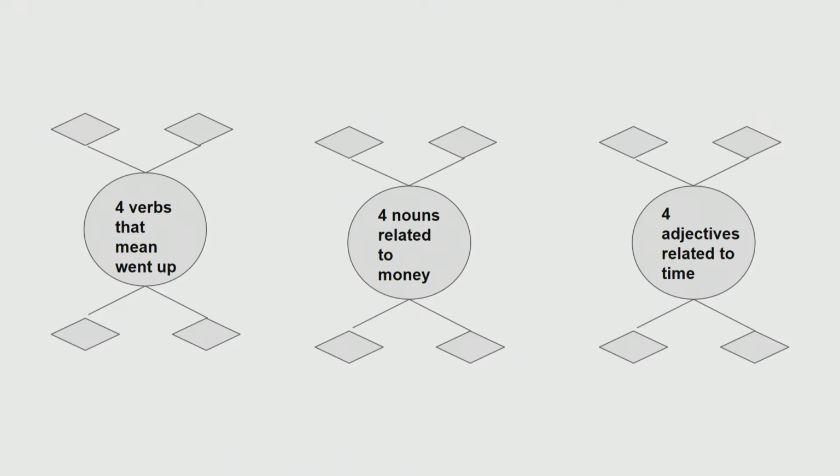4 verbs that mean went up. Second one, 4 nouns related to money, and then third one, 4 adjectives related to time. Underlined words, and then categorize them on the basis of their function, whether it is a verb or noun or adjective, and then meanings: went up, money and time related.